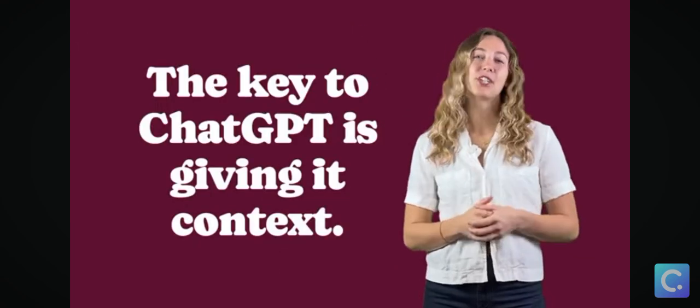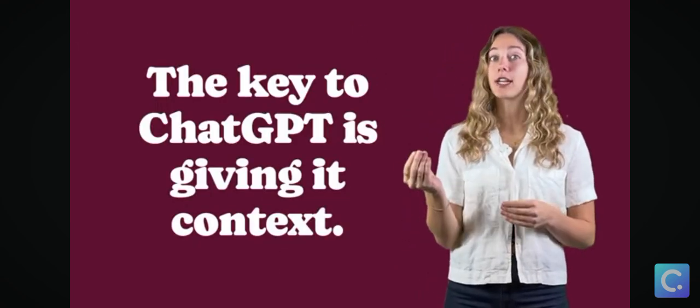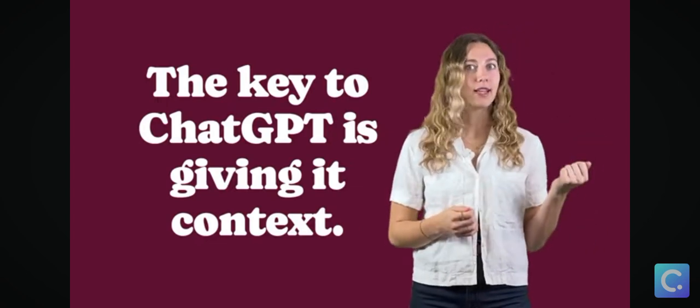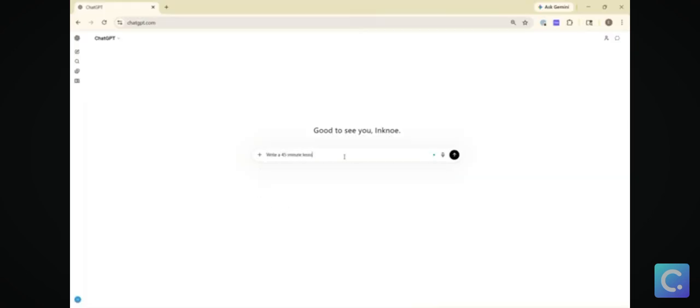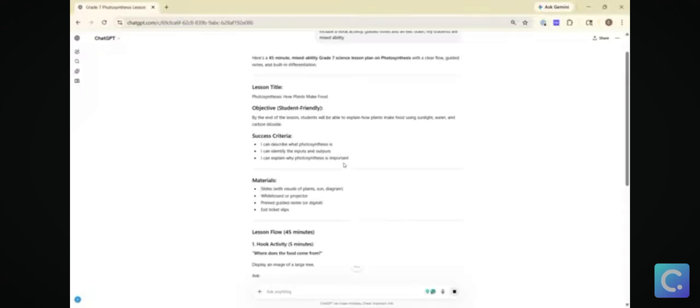So the key with ChatGPT is learning to give it context. Instead of just "write a lesson plan," try "write a 45-minute lesson plan for grade 7 science on photosynthesis. Include a hook activity, guided notes, and an exit ticket. My students are mixed ability." The more specific you are, the better the output.